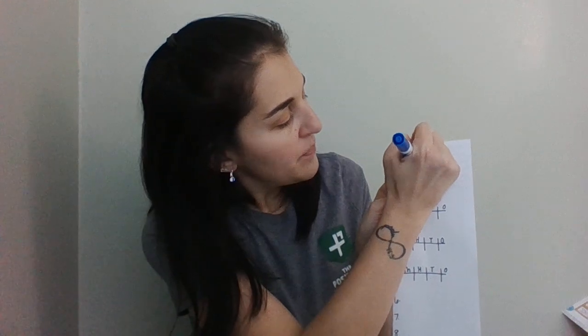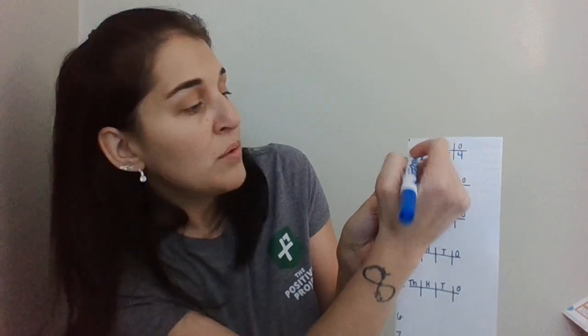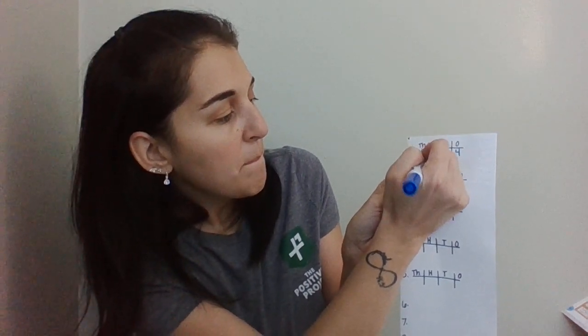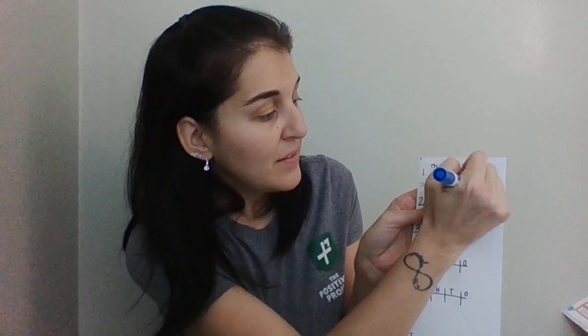A 3. Roll again. A 5. And one more time. A 4. Now what I'm going to do is practice writing that in expanded form so that I understand the value of each of these digits. So 2,000 plus 300 plus 50 plus 4.